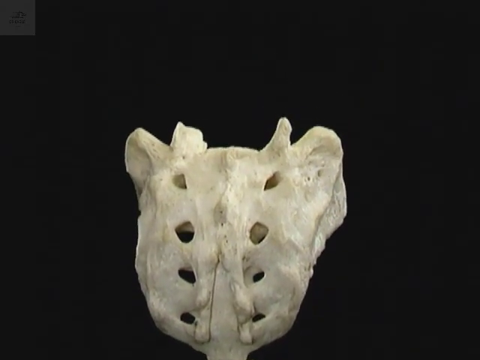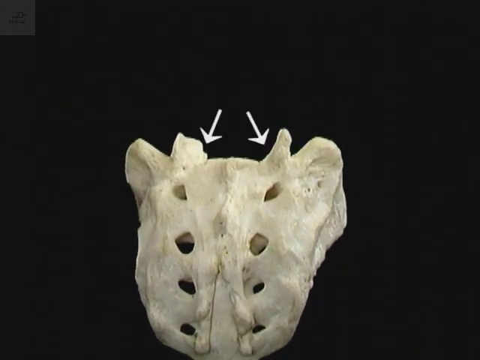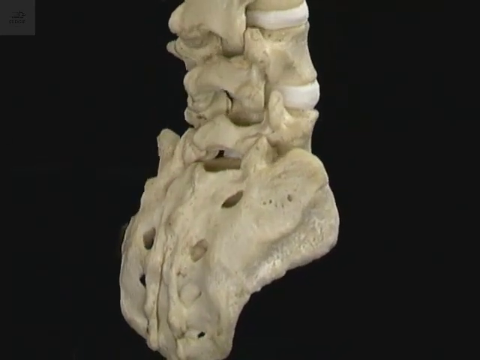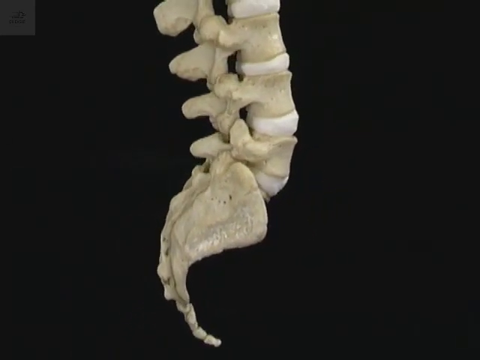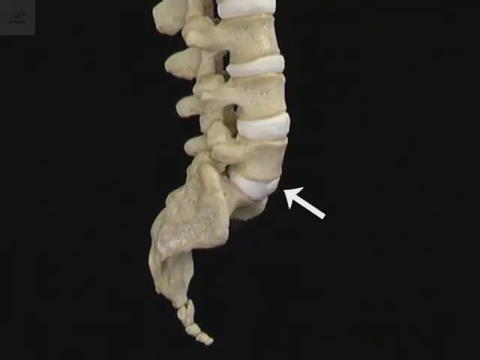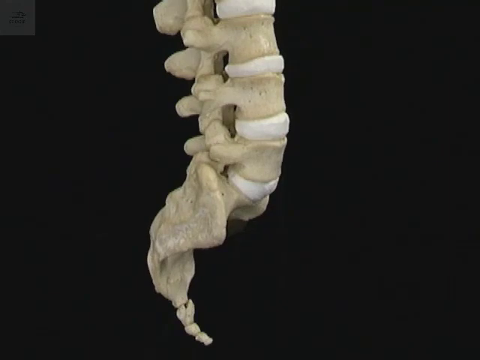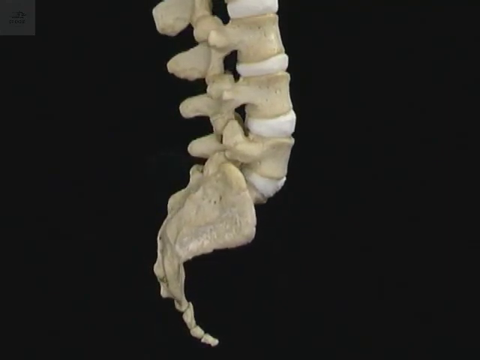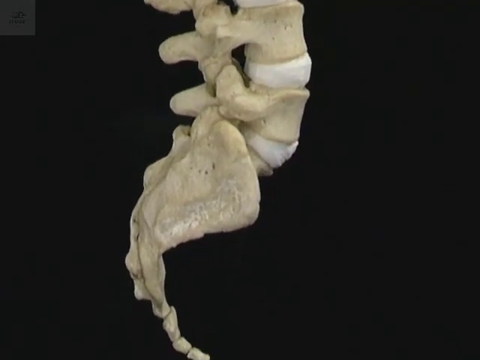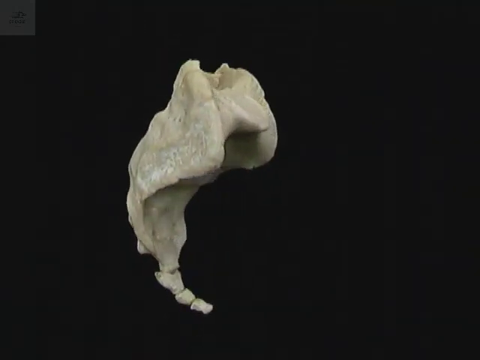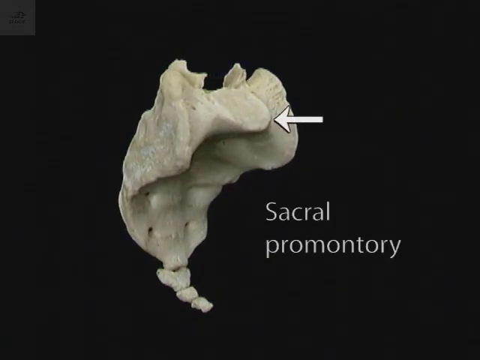On the dorsal surface, there are 2 articular processes for the 5th lumbar vertebra. The lowest intervertebral disc is quite wedge-shaped. Its shape accounts in part for the very marked curvature of the spine between the 5th lumbar vertebra and the sacrum. The most anterior point on the sacrum is called the sacral promontory.